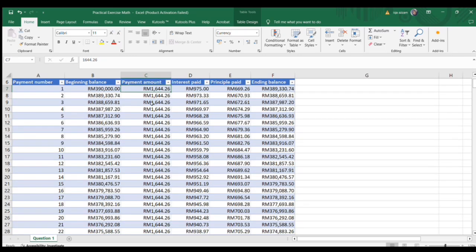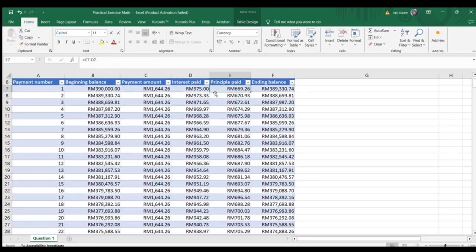Now let's take a look at this table. For the first column, I put beginning balance. For beginning balance, I put 390,000 ringgit. Next is payment amount. For payment amount, I put the monthly payment value, which is 1,644 ringgit 26 cents. The third one is interest paid. For interest paid, I put beginning balance and times it with 3% divided by 12, which got me 975 ringgit. This is the formula I use in the Excel.